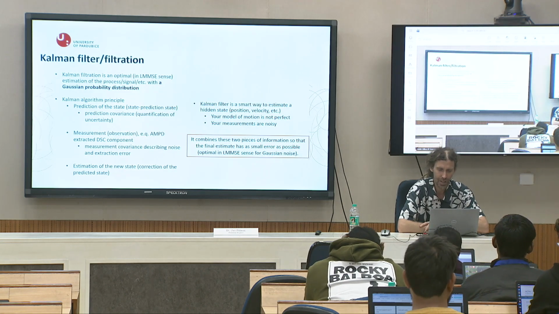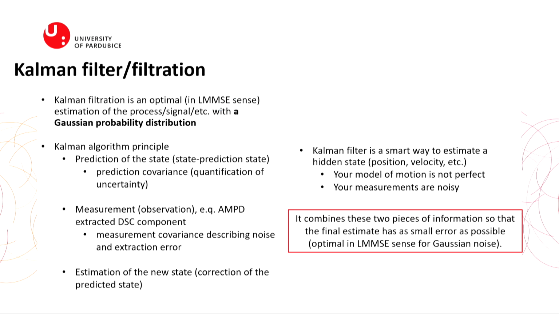So in the prediction step, we use a motion model, which we call the state transition model, to propagate the previous state estimate forward in time. This gives us a predicted state and an associated prediction covariance. So it is how sure you are that the prediction values are accurate, generally speaking.